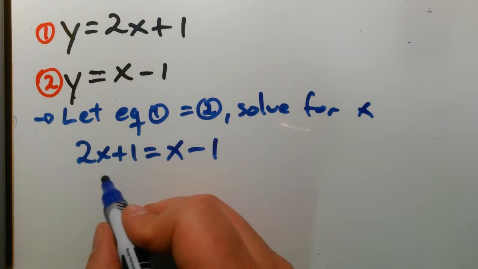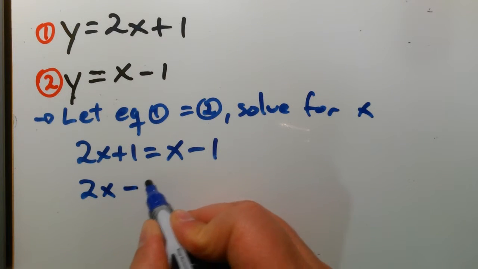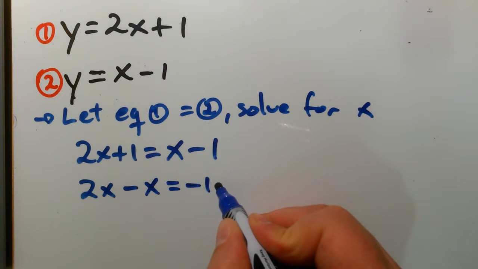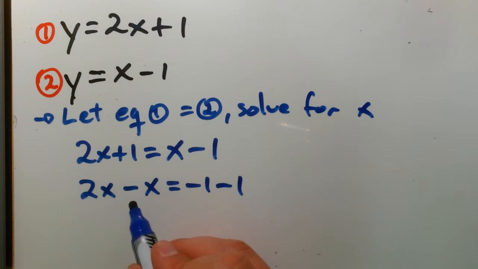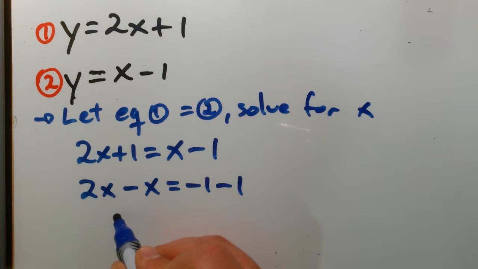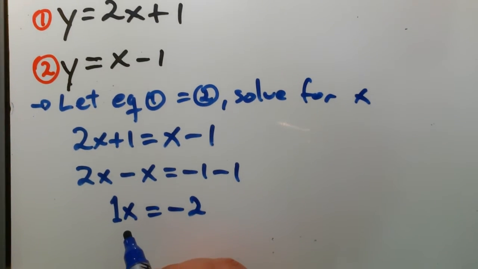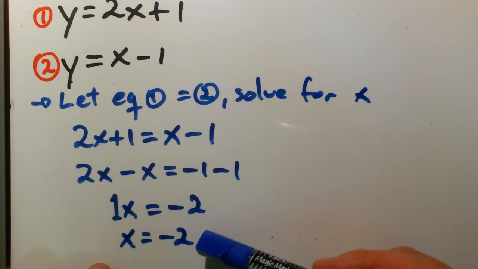Let's move all the expressions that have an x variable to one side of the equal sign. So x to the other side becomes negative x. This plus 1, when we move it to the other side, becomes -1, and this -1 stays there. So 2x minus x gives us 1x, and -1 minus 1 gives us -2. So our x value here is x equals -2.